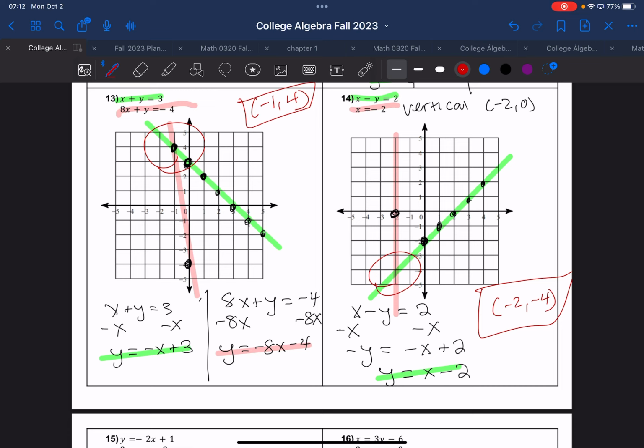You could see problems in other courses where it's off the graph, and then you're going to have to make that intuitive thought of, okay, we know this one goes all the way this way, and this one goes all the way this way. So eventually, even if it's off the graph, it's going to have to cross. But on the exam, I'll make sure they're on the graph.